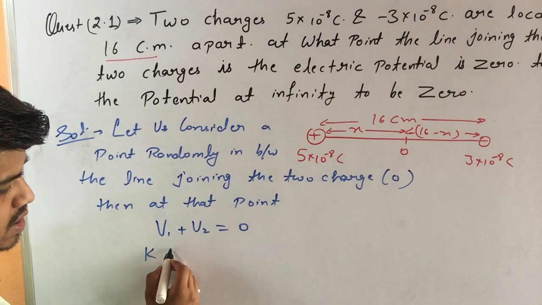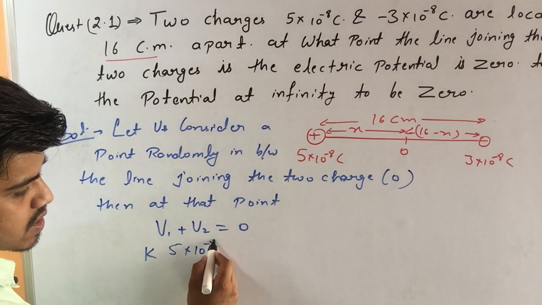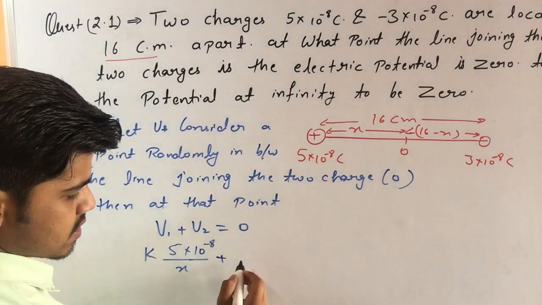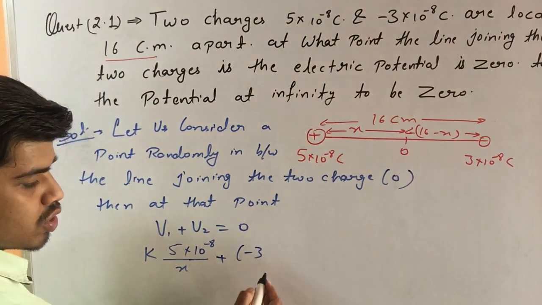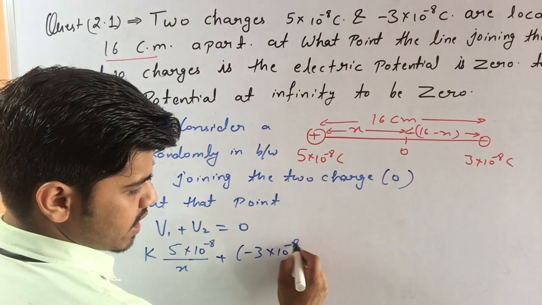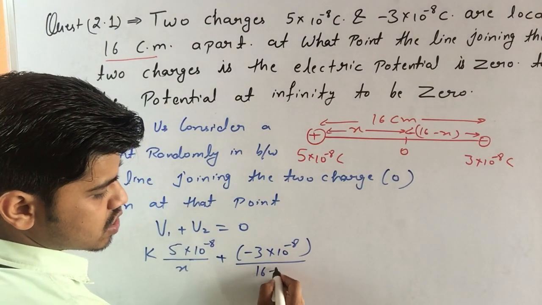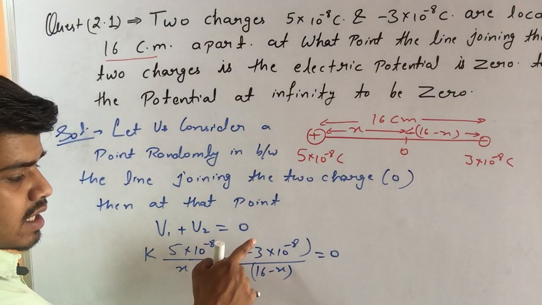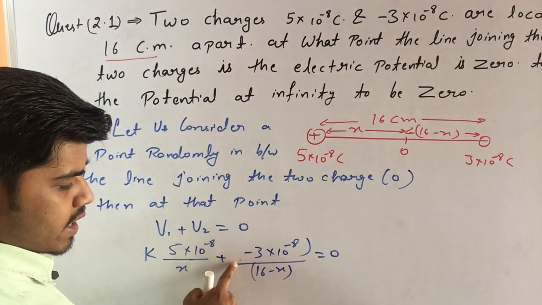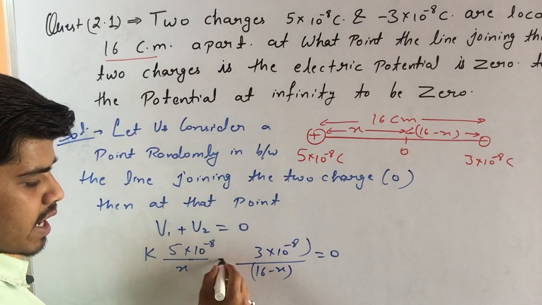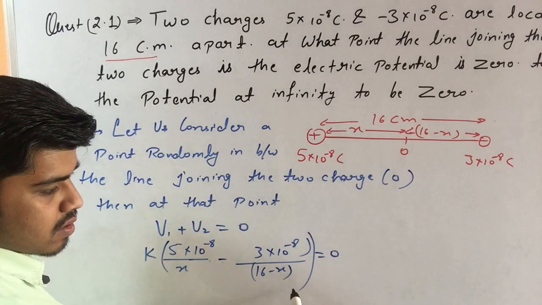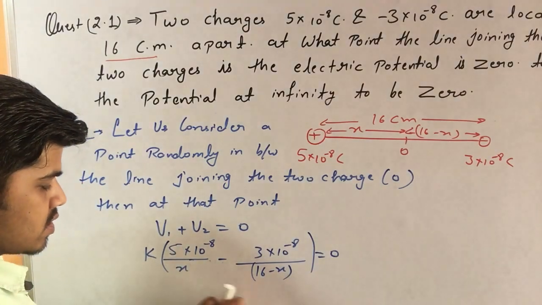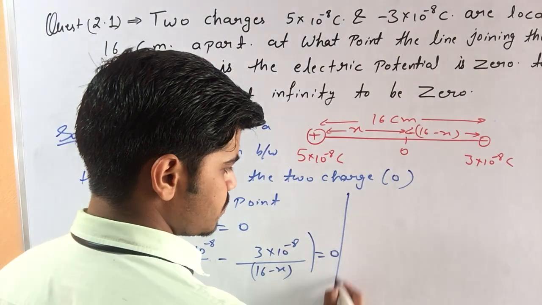potential due to the first charge is given by Q1 divided by 4 pi epsilon naught R. R is x, plus Q2. Q2 is 3 into 10 to the power minus 8 divided by 16 minus x is equal to 0. As the charge is of negative polarity, this positive sign is replaced by a negative sign, and K, that is 1 by 4 pi epsilon naught, is a common term in both.